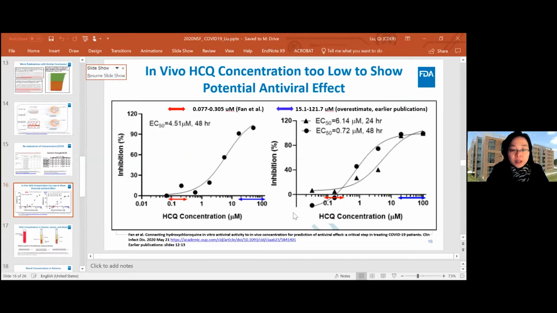If we put the in vivo concentration on the original concentration response curve, the red line on the x-axis will correspond to almost no viral inhibition on the y-axis according to the observed data. However, all the papers discussed earlier linked the much higher concentration range indicated by the blue line with the in vitro experimental data, which we think is an apples to oranges comparison.